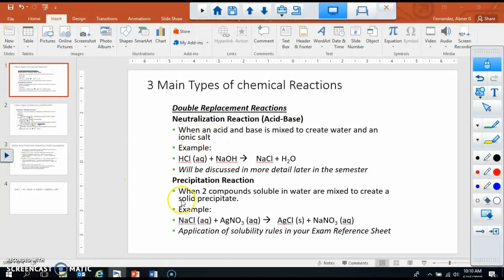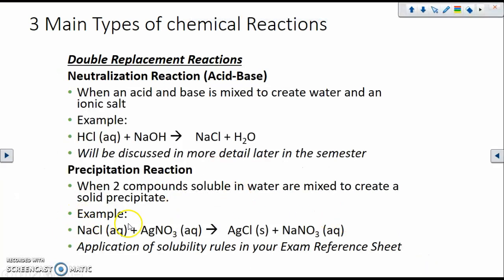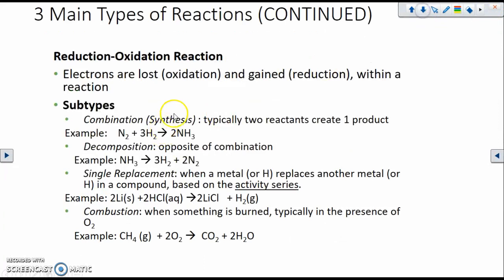Now, so that's where precipitation reactions occur. So you can actually predict a precipitation reaction just by looking at the actual products. What happens is if you double displace, if one of the products is insoluble in water, insoluble actually means solid. That means to say a reaction is going to occur. All right. So again, that is using the solubility rules in your exam reference sheet.